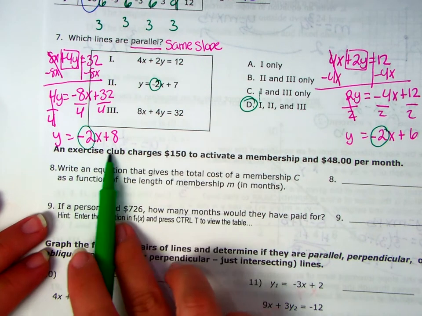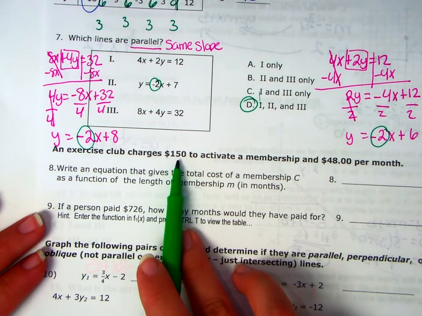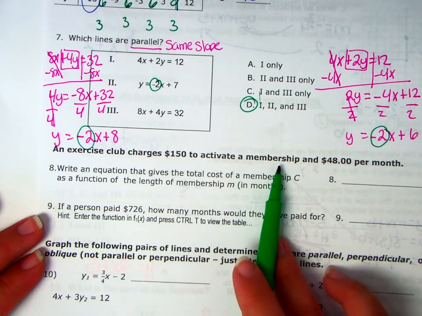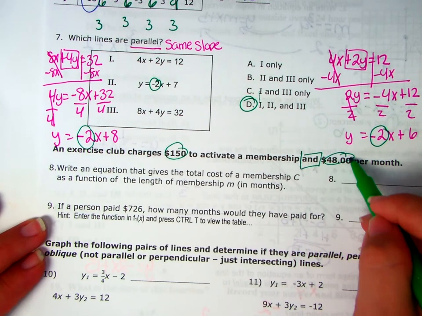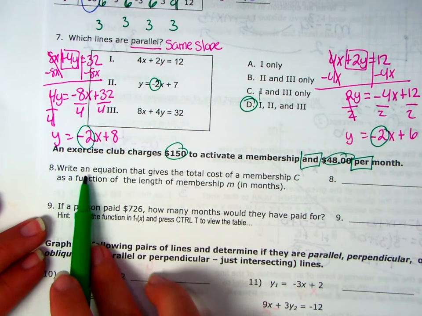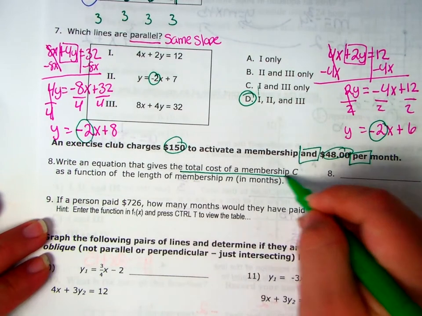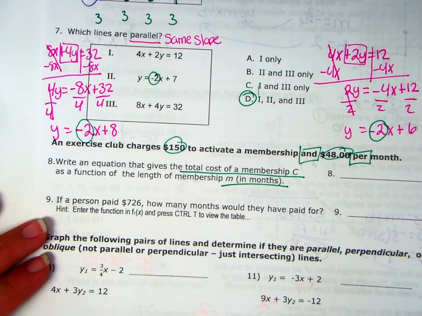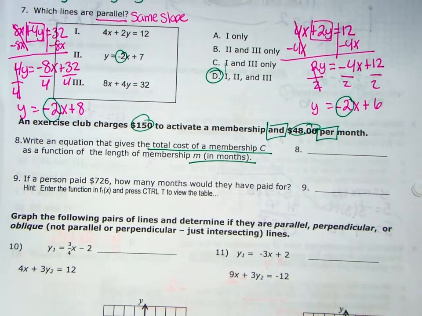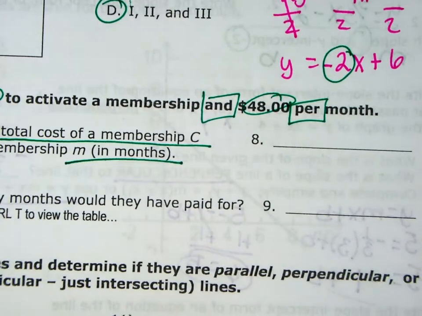Alright. An exercise club charges $150 to activate a membership fee and $48 per month. Write an equation that gives the total cost of a membership, C, as a function of the length of membership, M, in months. So help me write that equation. That's what they want. They want an equation.